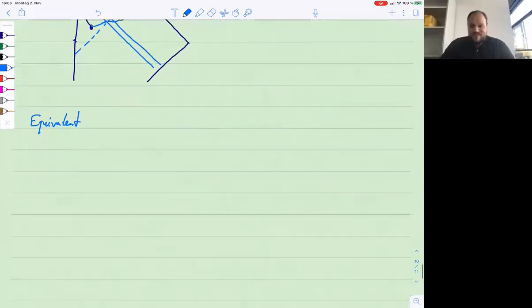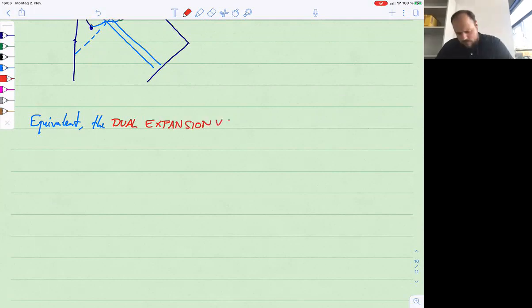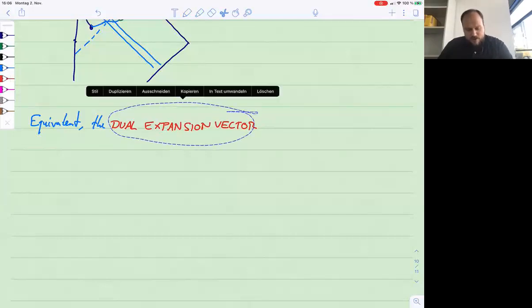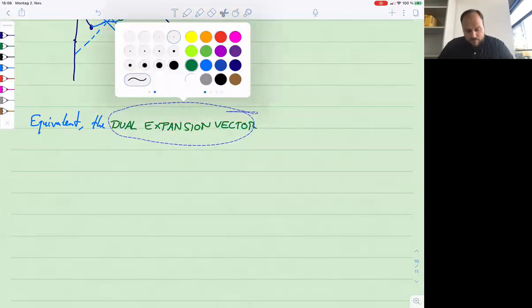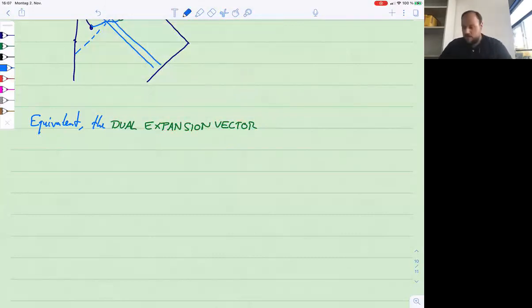Okay, so we can define an equivalent to the Killing vector for any dynamical horizon, which you can call the dual null expansion vector. So actually I should not write for the red-green blind people. So the dual null expansion vector is the unique vector field defined as the following.